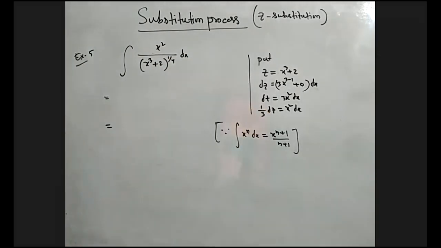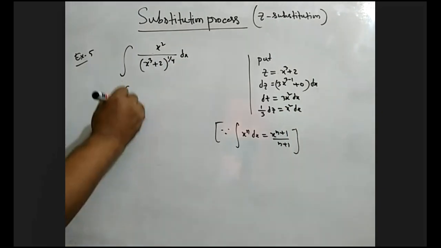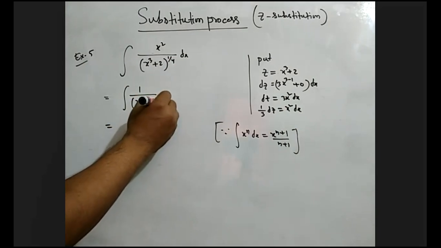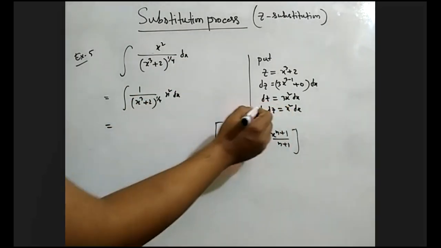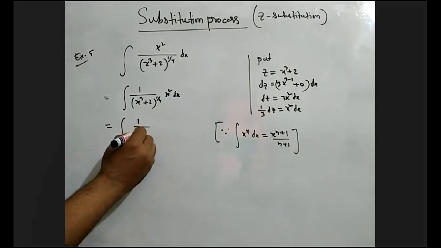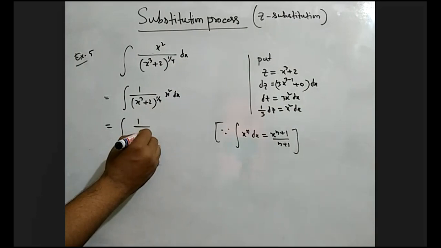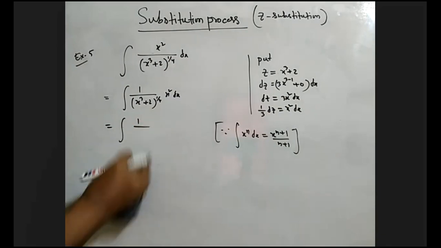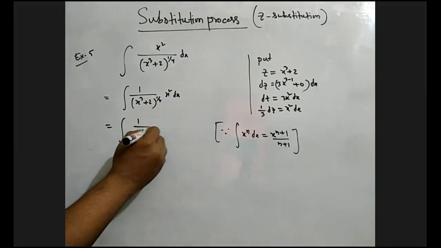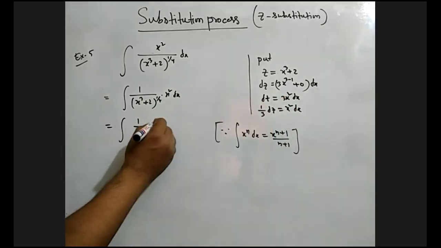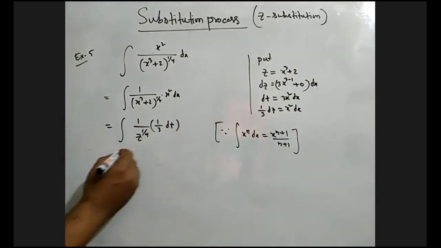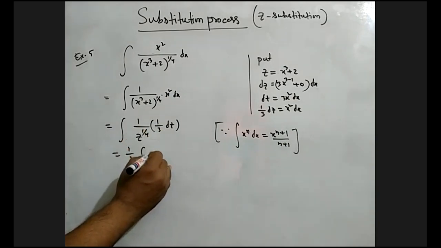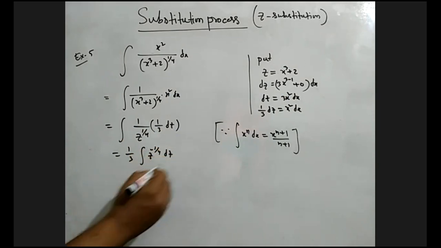Same procedure. X square dx means what? 1 by 3 dz. So we can arrange this x cube plus 2 whole to the power 1 by 4 into x square dx. X square dx equals 1 by 3 dz. Okay, so constant is 1 by 3, and this z to the power 1 by 4 can be written as z to the power minus 1 by 4 dz.